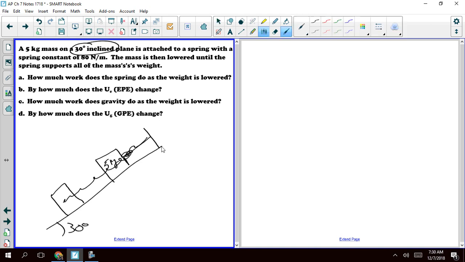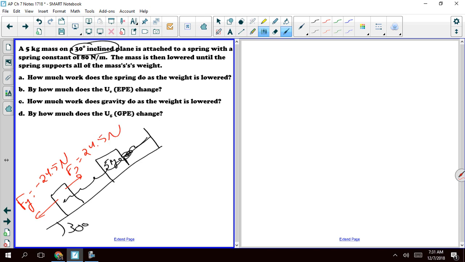So we could certainly find our FG parallel just by doing FG times the sine of 30. It turns out to be negative 24.5 newtons, right? So that means, it says the mass is then lowered again until the spring supports all of the mass's weight. So that means my force of the spring also has to be 24.5 newtons.